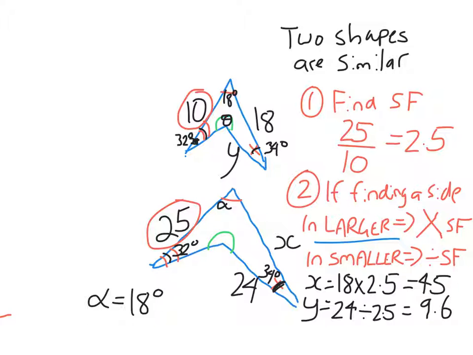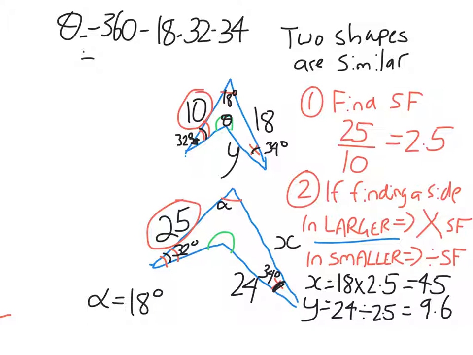So because angles in a quadrilateral add to 360, I can find theta easily. I just take 360 and I can subtract 18, 32, and 34. So it's 360 minus 84, which gives us 276. So theta is 276 degrees.